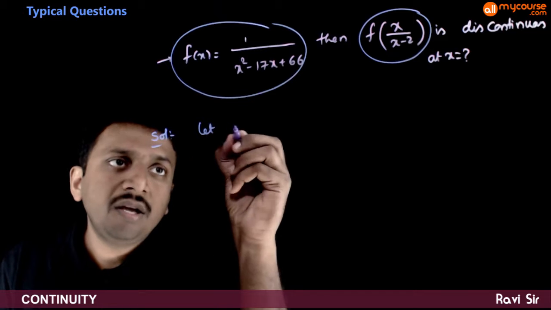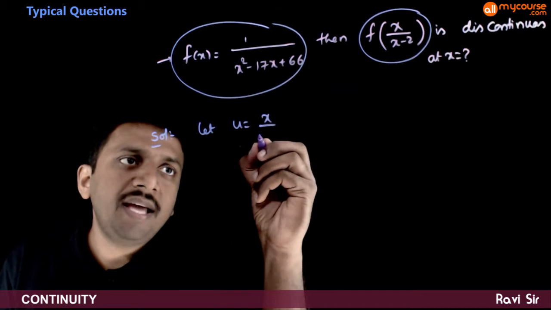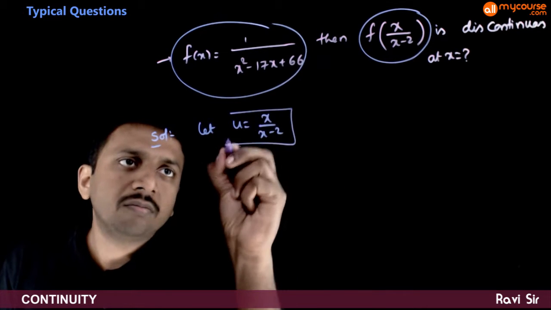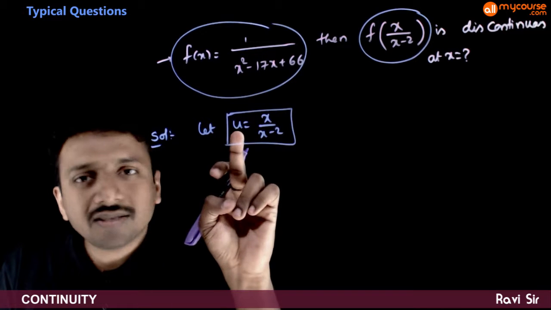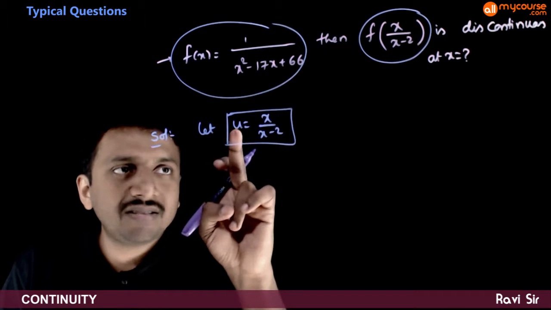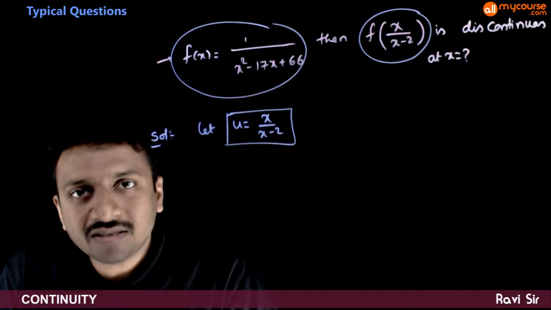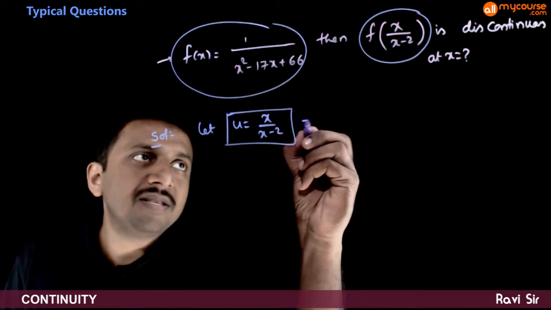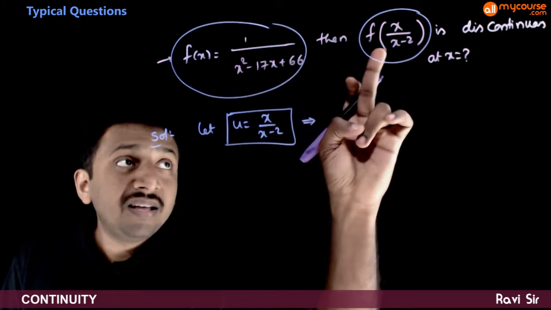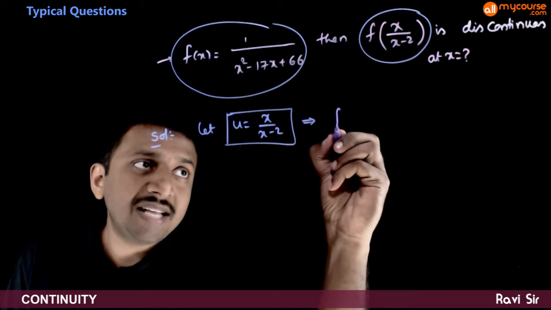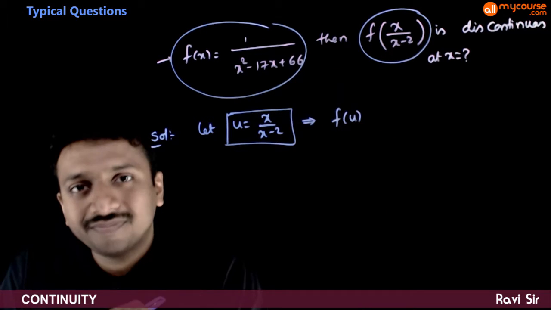So this is an example of a composite function. Let u is equal to x by x minus 2. That is, u is a function of x. This implies the given function is nothing but f of u.